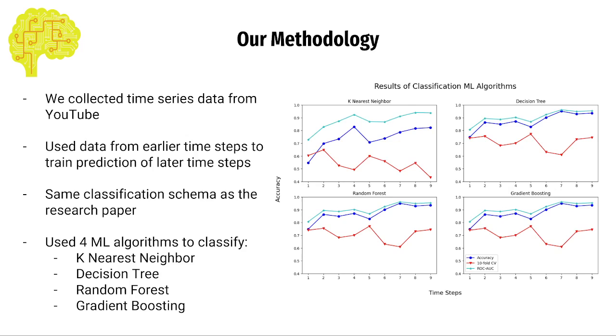Our models improved as the time steps went on, which makes sense given they were given more and more training data. The notable exception is the cross-validation accuracy, which we believe is due to the fact that the cross-validation takes random subsamples of the dataset, and we were using a time series dataset.